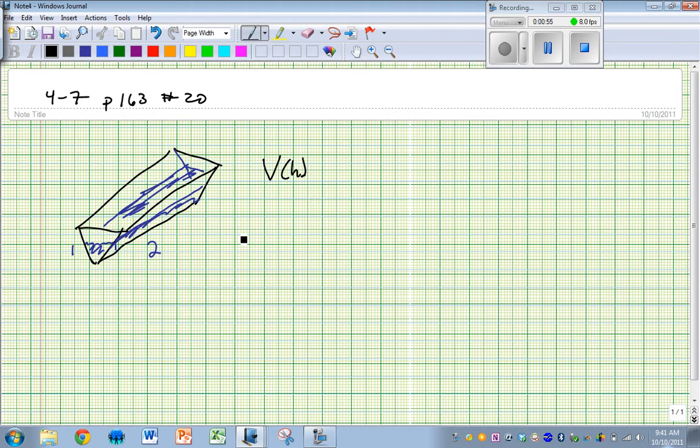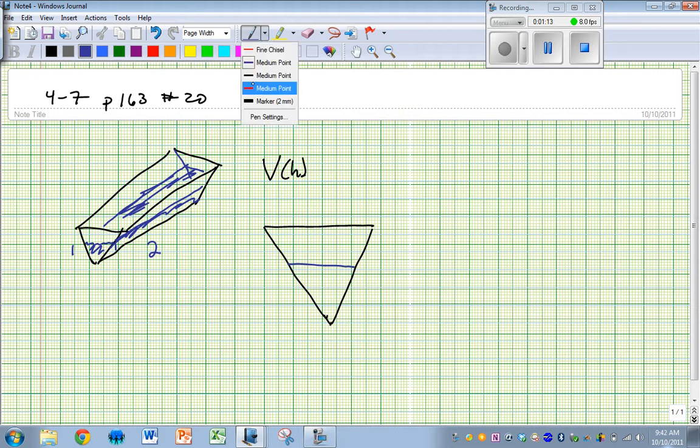So let me redraw this base real quick, a little bit bigger so I can see what's going on. This is the base of the prism. This is the trough, and this is the water level. Now I'm trying to find the area, because remember, the volume of this is the area of the base times the height, which in this case is just 2. So I need to find this base.